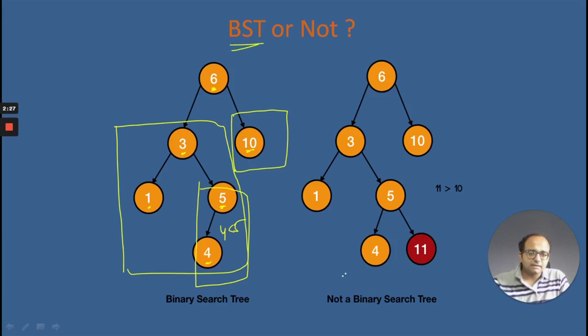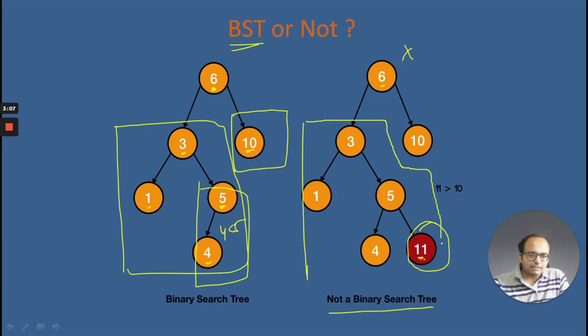But if you consider the second binary search tree checking problem, here this is not a binary search tree. Why? Because it has a node called 11, and this key value 11 is greater than 6. So it should not be lying on the left subtree of this tree. Whenever a node key value is greater than the root node key value, then it should be lying on the right part of the subtree, right? So here it is lying on the left subtree part.